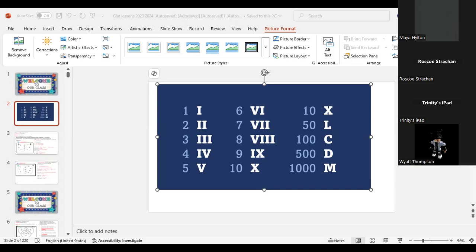Trinity, what's your SMART score? 81. Okay. Mr. Petit, when C comes before D, that makes it 400, right? When C comes before D, yes. Kylie, what's your SMART score? 73, okay. And Wyatt, where's Wyatt?